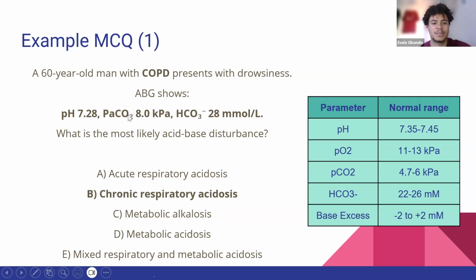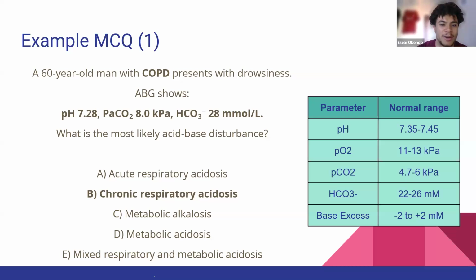So increased carbon dioxide, and all of you got that this was an acidosis, and that is as a result of the carbon dioxide, so respiratory acidosis. The thing that tells you whether this is acute or chronic is both your bicarbonate and your clinical scenario. So your bicarbonate is 28, which is high, it's above our normal range. If this was acute respiratory acidosis, we'd expect the bicarbonate to be normal because the body hasn't had time over several days to increase the bicarbonate levels to that extent.